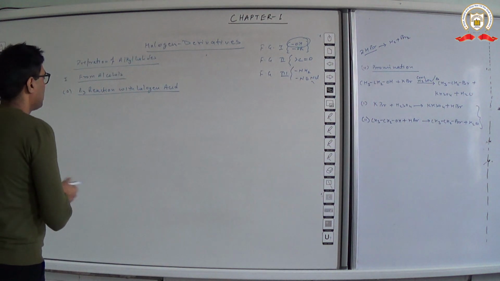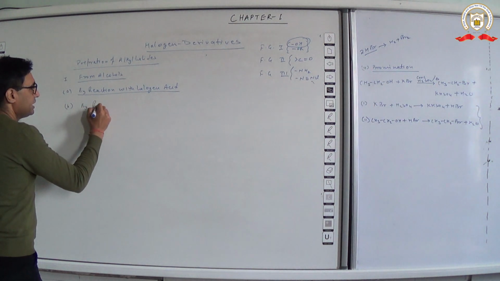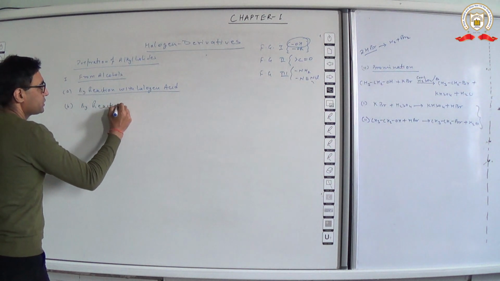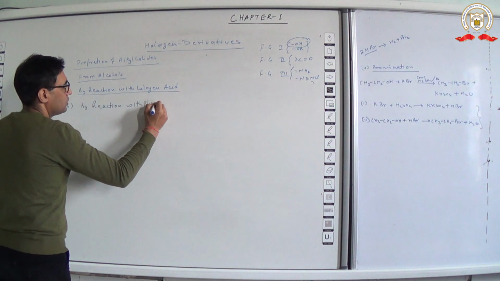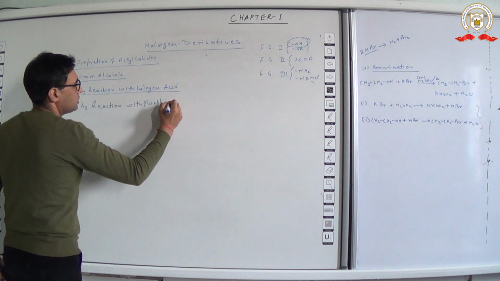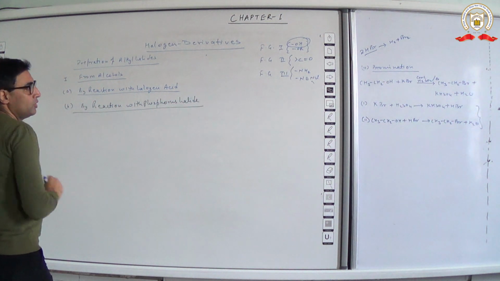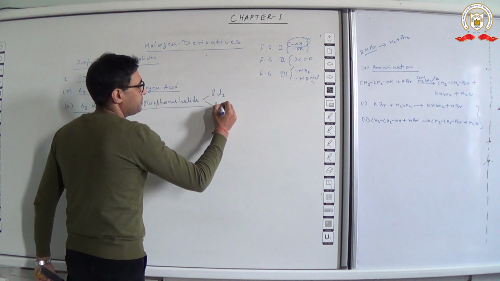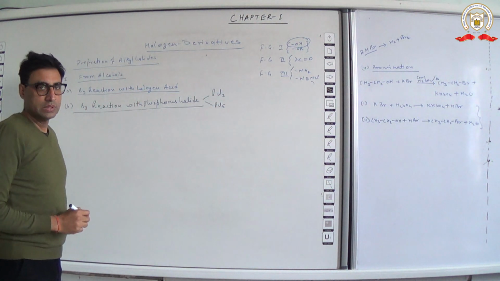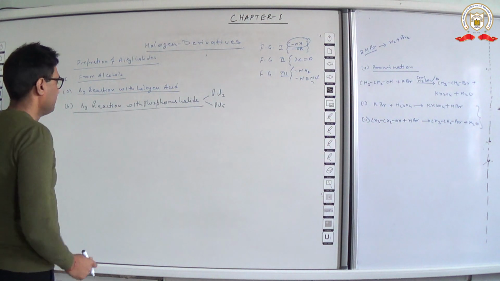We'll move on to the second part, that is by reaction with phosphorus halide. Phosphorus halide, we have two phosphorus halides like PCl3 and PCl5. PX3 and PX5, phosphorus trichloride and pentachloride.